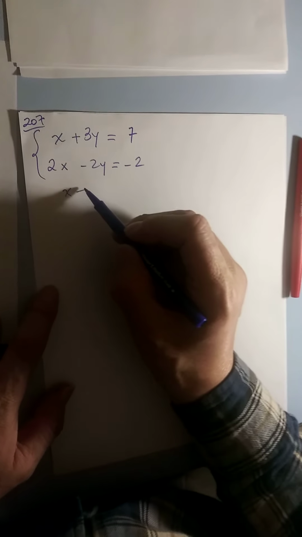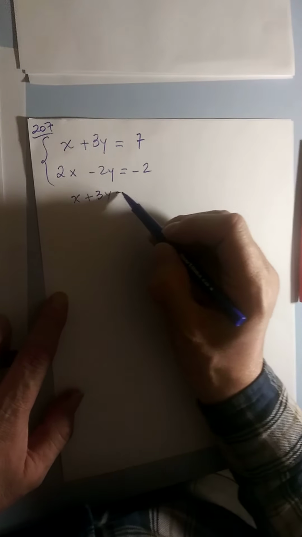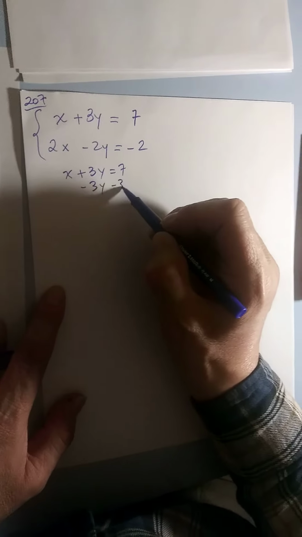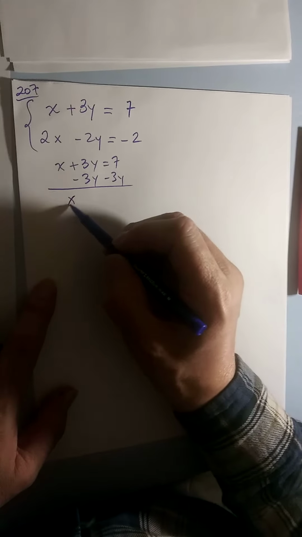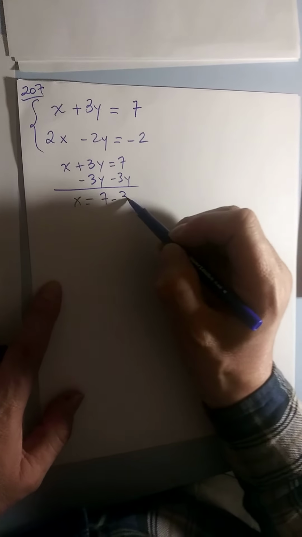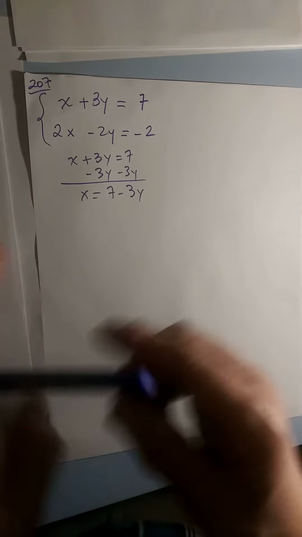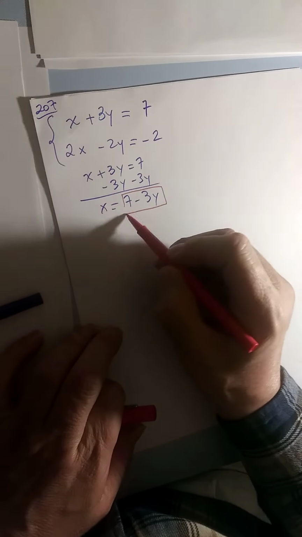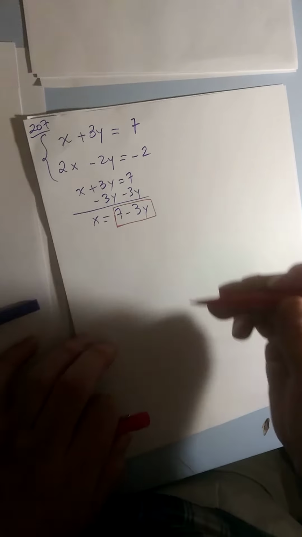Here's the first equation. X plus 3y equals 7. To solve for x, we need to subtract 3y from both sides. So x equals 7 minus 3y. I'm going to put this inside a red box. And I call this the x box. Yes, the x box.